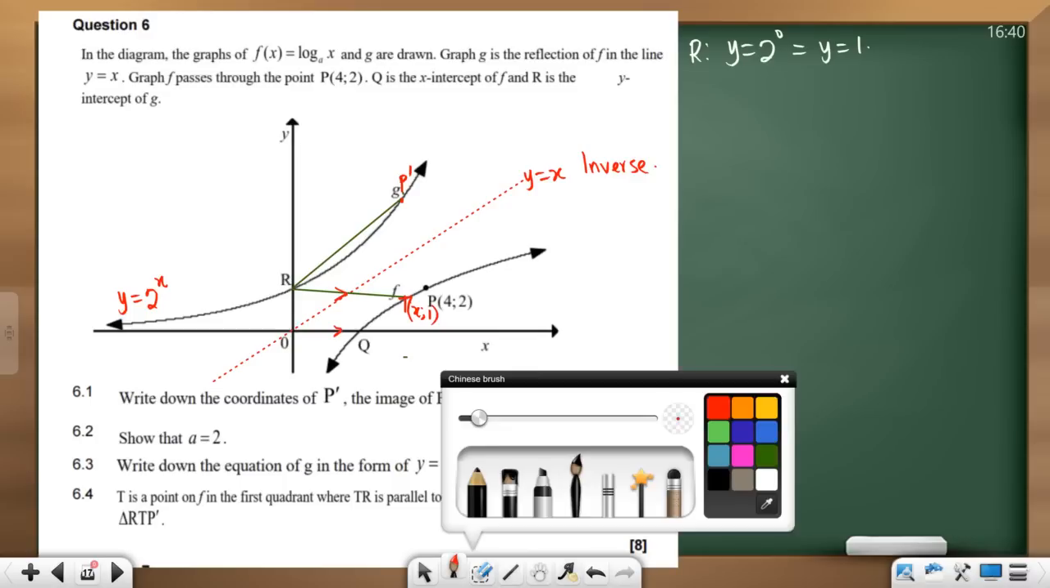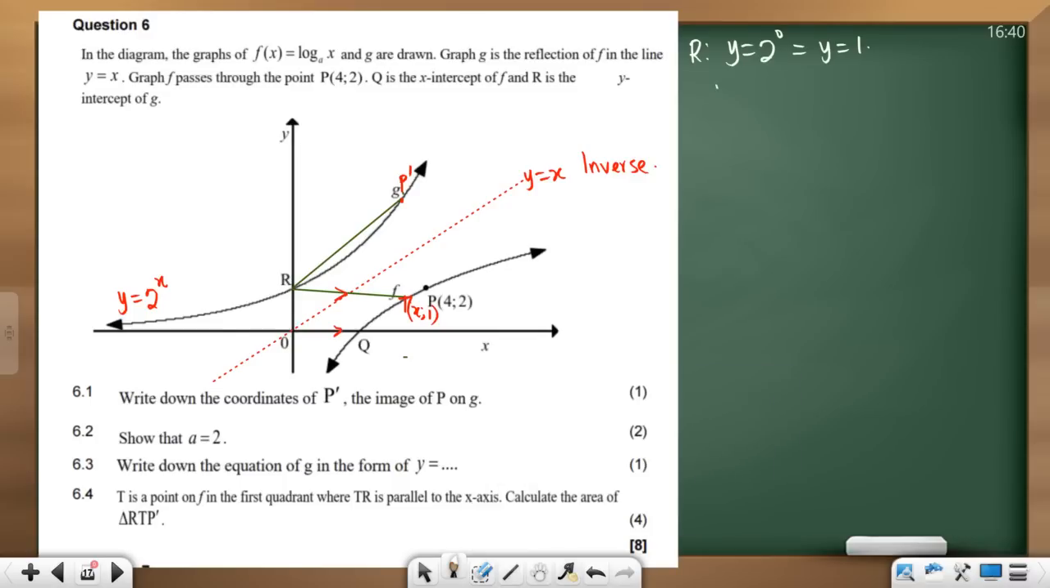And that is on the f of x. What is f of x, by the way? It is log base 2. I know my y value is 1. I'm looking for my x. 2 to the power 1 equals, oh, smart, x equals 2. So the coordinate of T is x equals 2 and y equals 1.